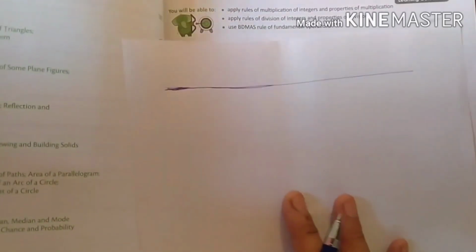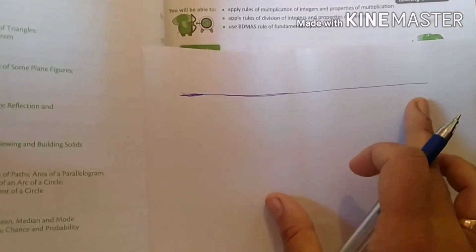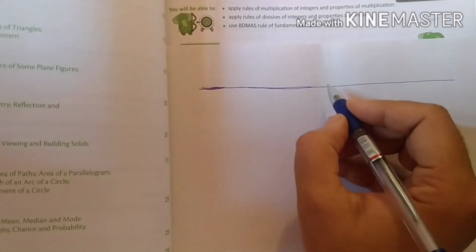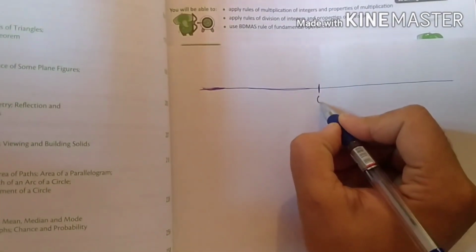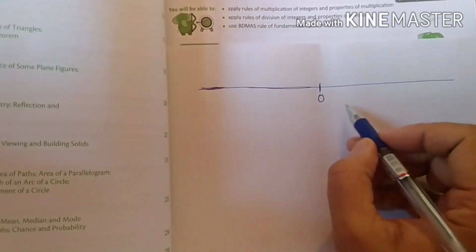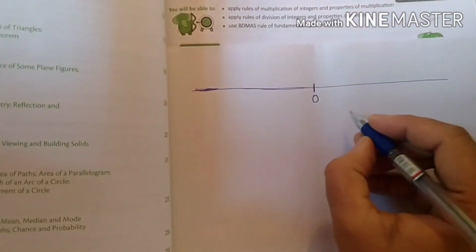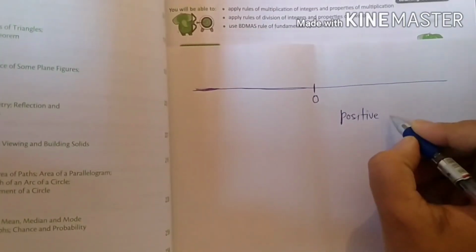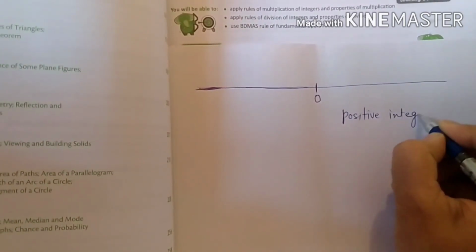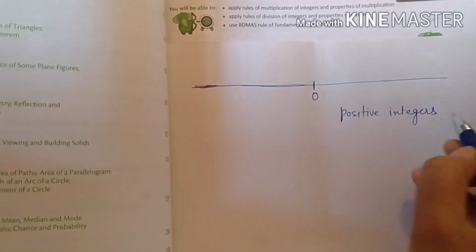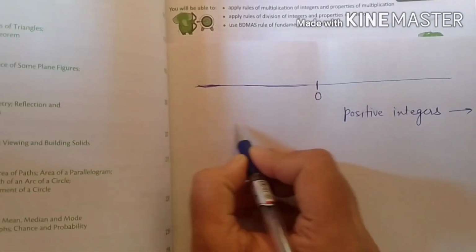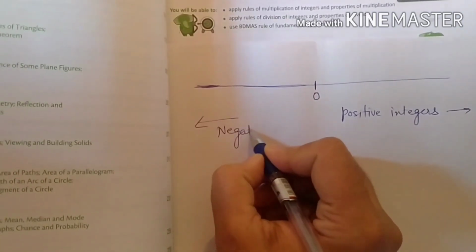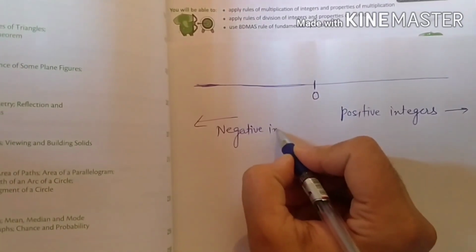Suppose this is a line, a number line. We can represent integers on the number line. In the center we will represent 0. On the right hand side we will represent positive integers, and on the left hand side there will be negative integers.